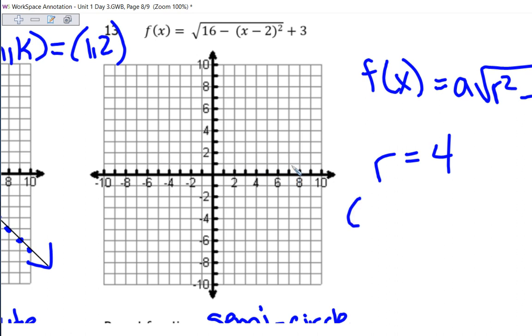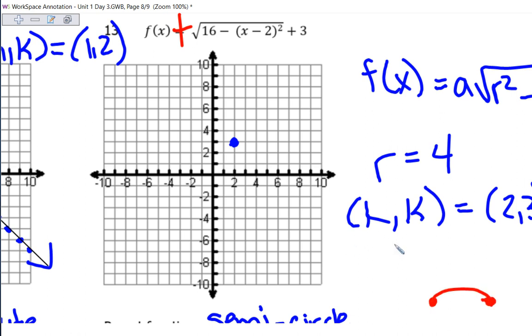And for that semicircle, we need to know where's the center. So we need to know what is HK. What is it? 2, 3. I'm going to go ahead and plot 2, 3. So there's the center of our circle. And remember, semi means what? Half. So we need to either draw the top half of the circle or the bottom half of the circle. Which one are we doing here? If it's a plus, you're drawing the top half of the circle to make a semicircle.